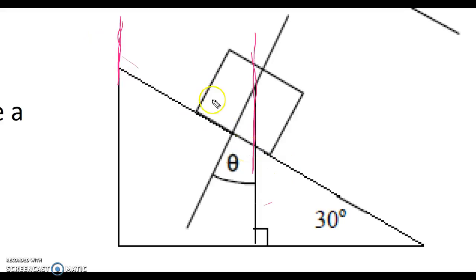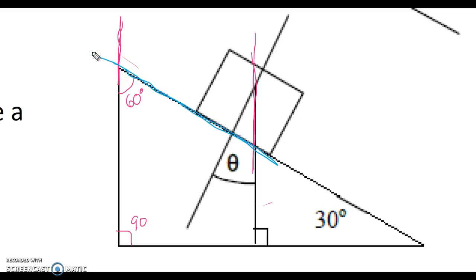Now, using what we learned from question number 1, we can see that this is 30 and this is a right triangle, so this is 90. Then this angle up here must be 60 degrees because they all have to add up to 180. And if this is 60 and here is our transversal, let me highlight that in blue for you. All right. And so the surface of the incline is our transversal here.